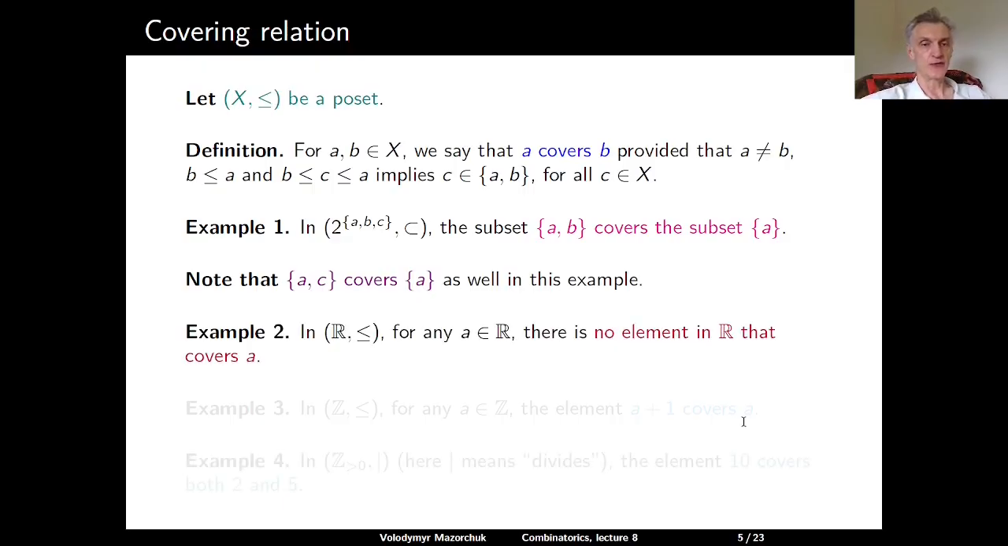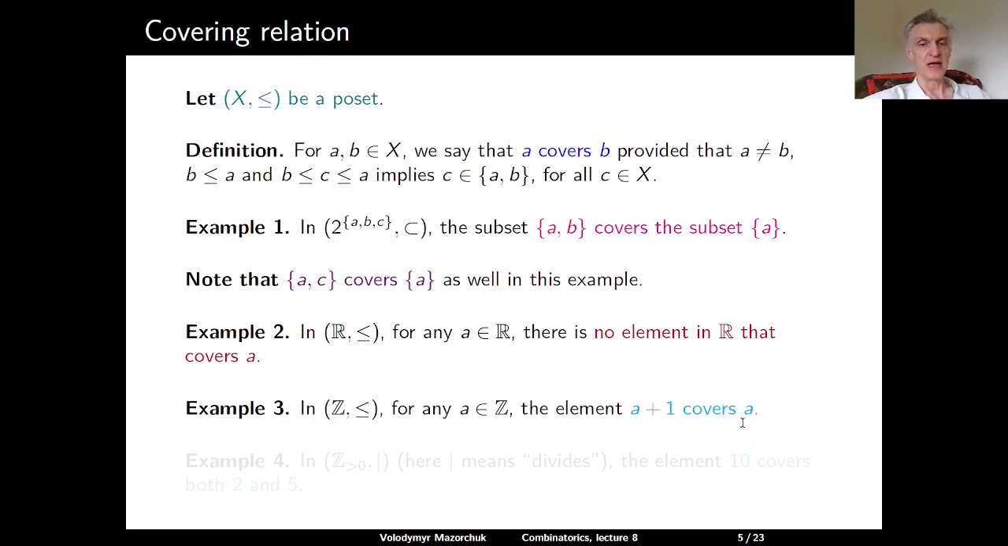Example 2. If we take the set of all real numbers with respect to the natural order on real numbers, then if you take any real number a, there is no element in the real numbers which covers a. So covers do not have to exist.